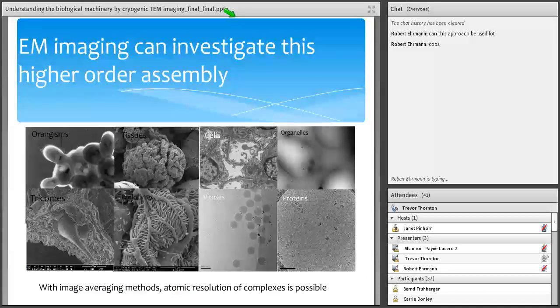So EM imaging is really well suited for this, because we can image from organisms all the way down to atoms. In biological terms, we don't really see atoms. We can see the proteins very easily, but we have methods that allow us to average many, many things that look very similar together. And that gives us near atomic resolution of these complexes.